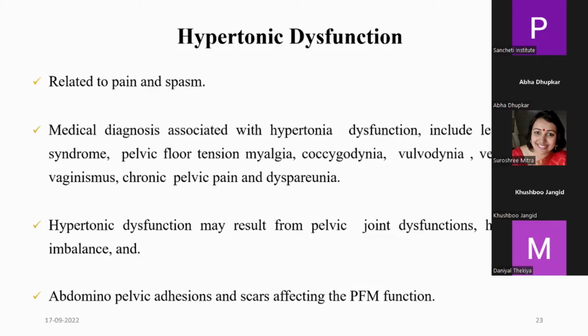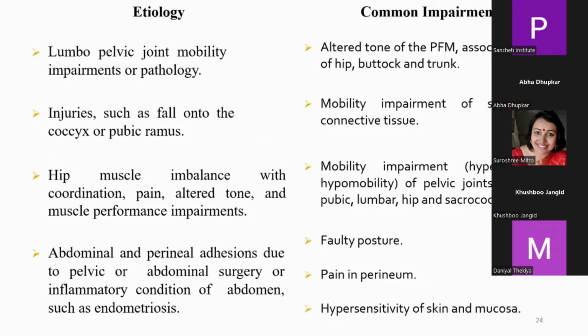Now, exactly, hypertonic dysfunction can occur due to what? If there is a pelvic joint dysfunction, if there is a hip muscle imbalance, and if there are abdominal pelvic adhesions and scars which affect the pelvic floor function. So these are the basic reasons for the hypertonic dysfunction, and the conditions seen in this I have mentioned above in the second point. Now we are going to move to the etiology of this hypertonic dysfunction and what impairments you are going to see. So first, we'll go with the etiology.